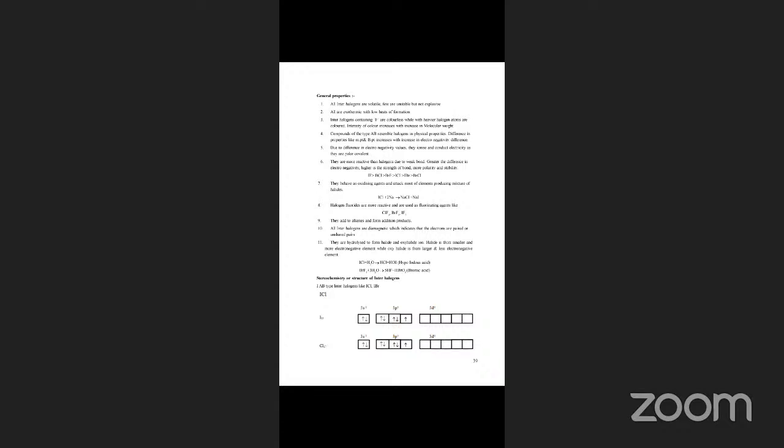So, one by one. In AB type, what interhalogens are there? ICl and IBr: iodine chloride, iodine bromide. First is iodine chloride. Iodine is 5d10, 5s2, 5p5.